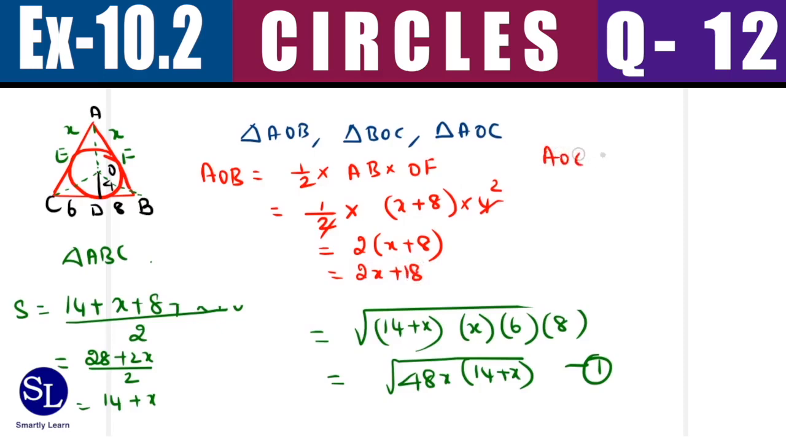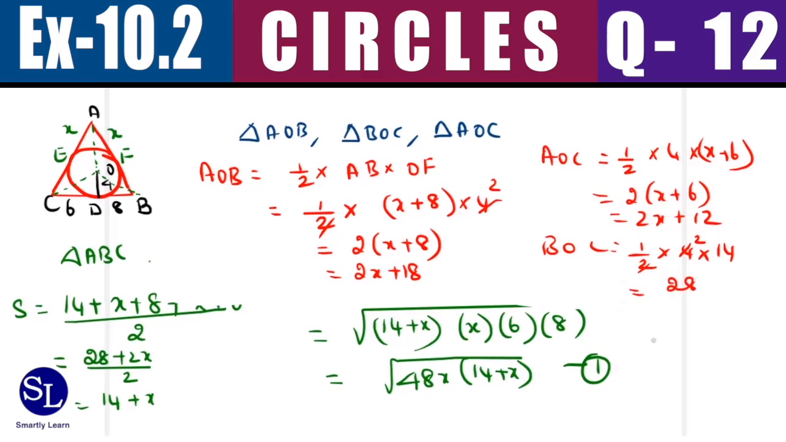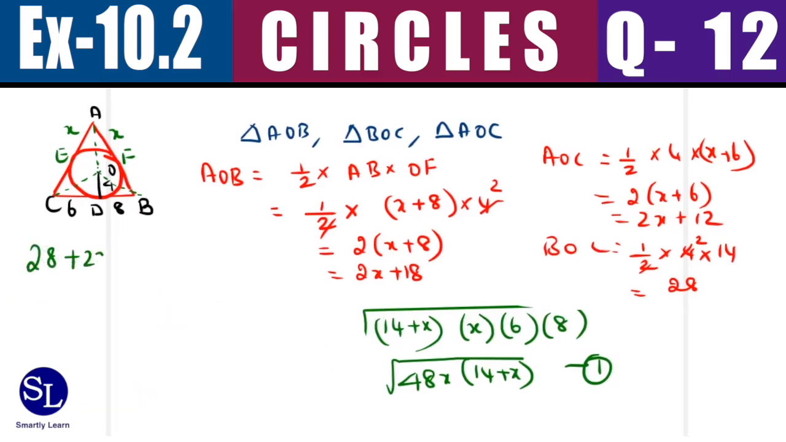Similarly, let's compute AOC. So AOC is going to be half into 4 into x plus 6. So this will be 2 times of x plus 6, which is 2x plus 12. Now the same way it is going to be BOC, which is going to be half into 4 into 14, because 8 plus 6 is 14. So if you simply strike it out, this is 28. Now let's add all of these areas, because it should be equal to the area of triangle ABC we computed earlier. So 28 plus 2x plus 16 plus 2x plus 12. If you compute this, this is going to be equal to 4x plus 56.